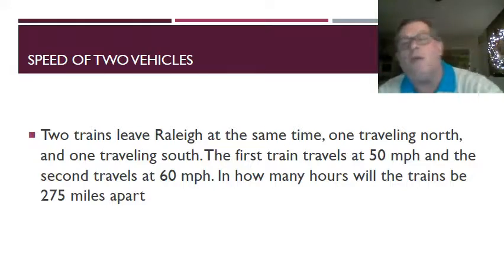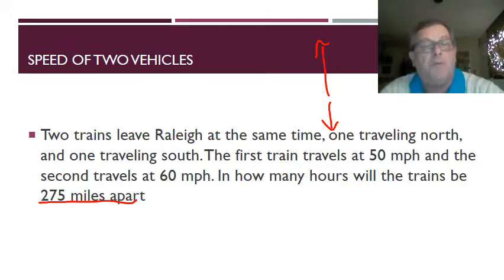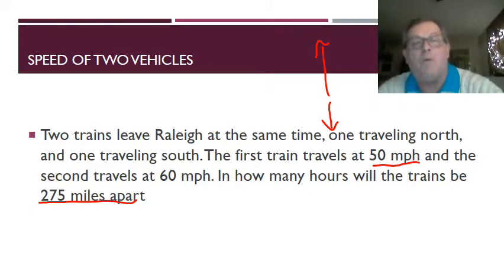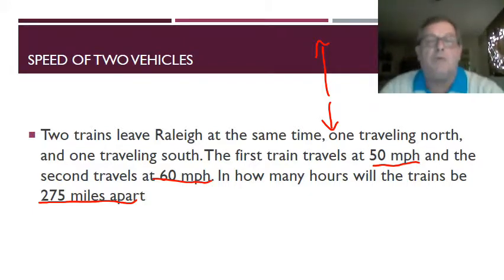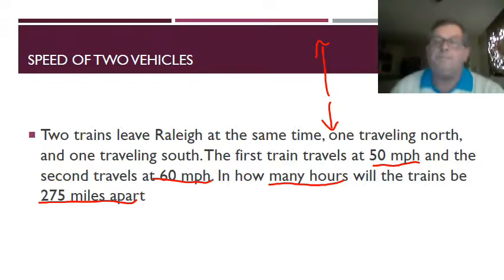So we got one headed up in this direction, going north. We got another one coming down here south. They're moving away from each other. And so it says, in how many hours will they be 275 miles apart? So we got a distance of 275 miles. We got a rate of one train at 50 miles per hour and a rate of a second train at 60 miles per hour. And we're asked to solve for time.